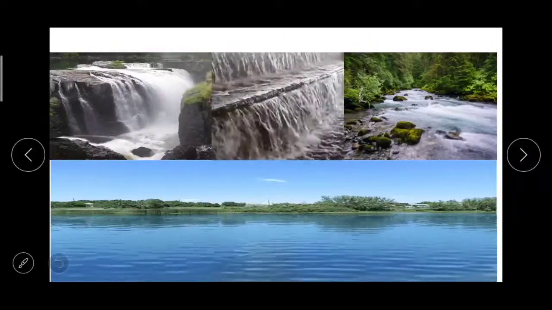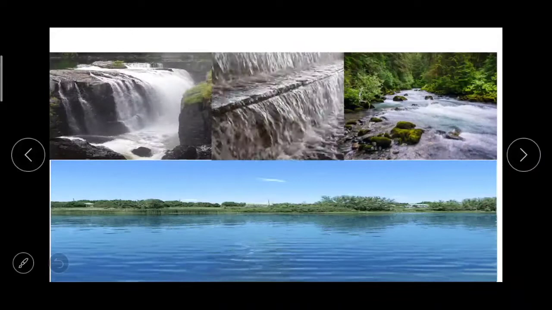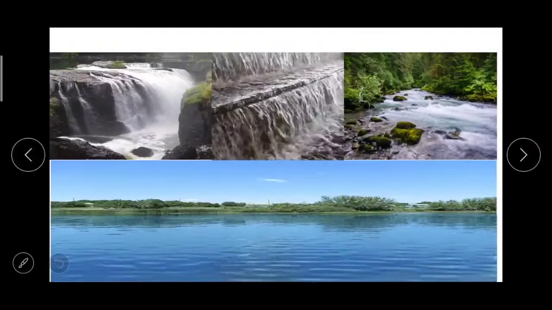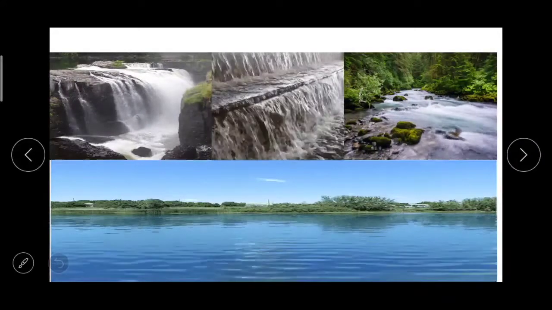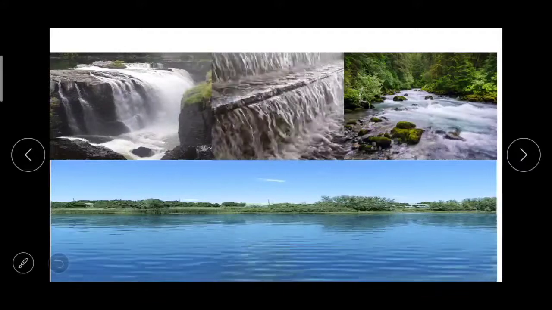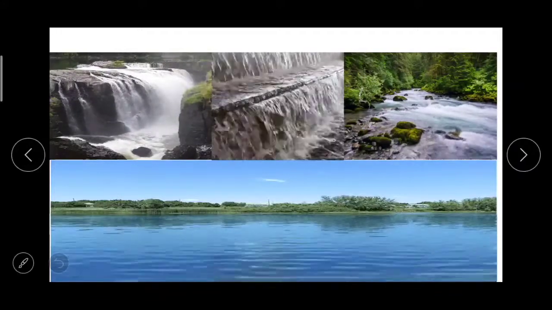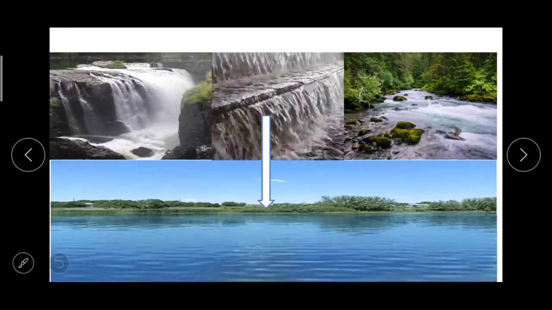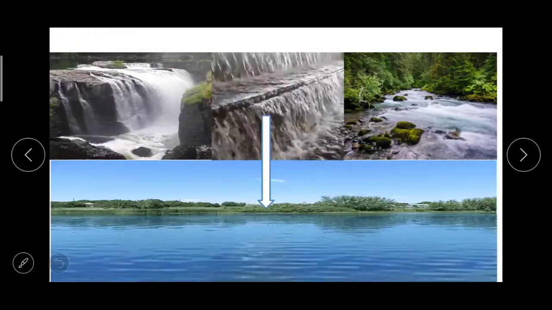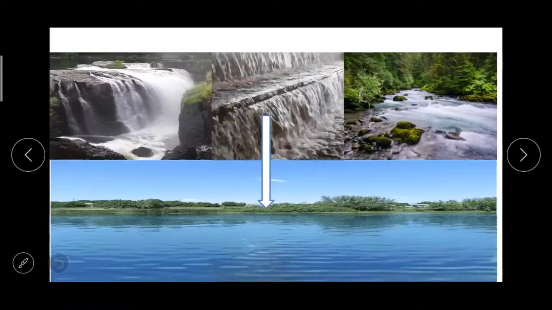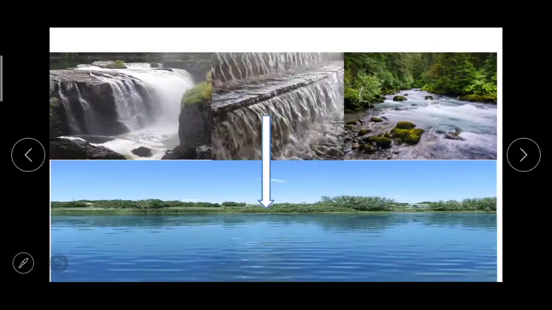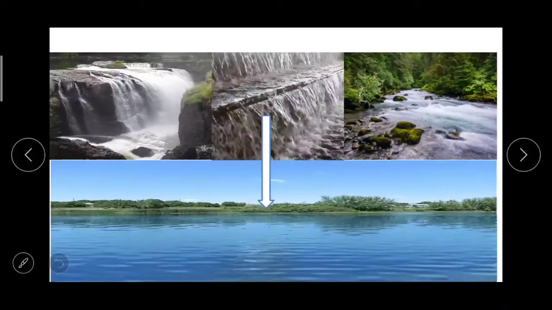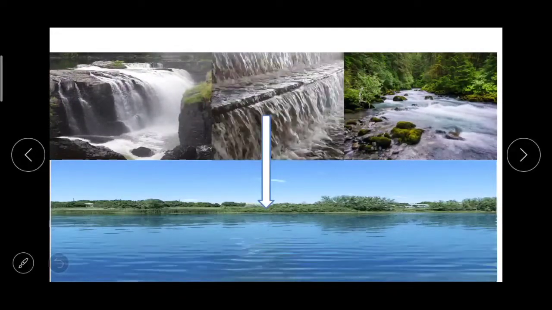Now, the slope of the land, the type of rock, volume of water flowing in the river, the length of the flow, volume of sediments in the river, etc. are the factors on which the erosional, transportational and depositional work of the rivers depend. Here now you can see how a river is formed. When many water flows come together, then a river is formed, as you can see on the screen.